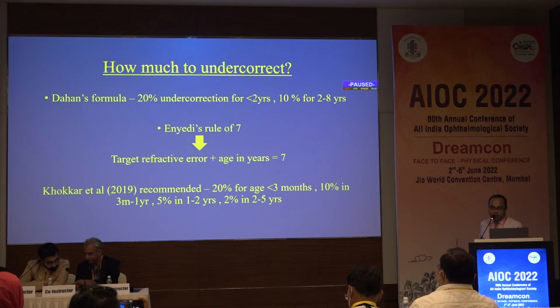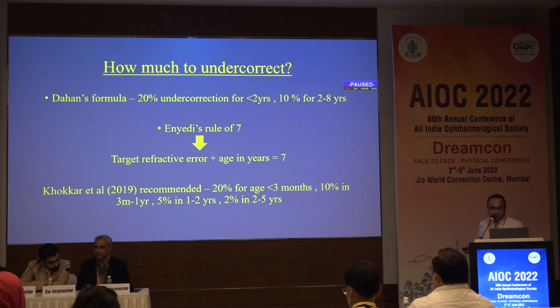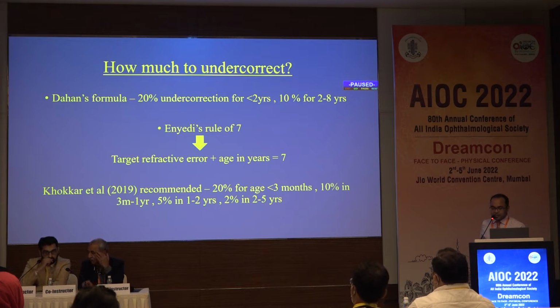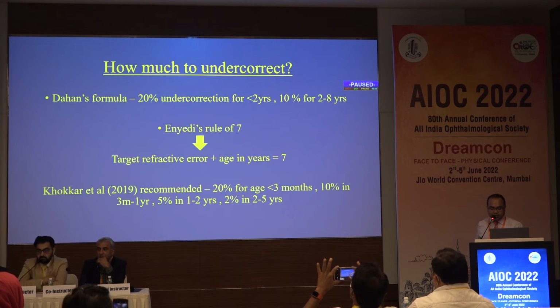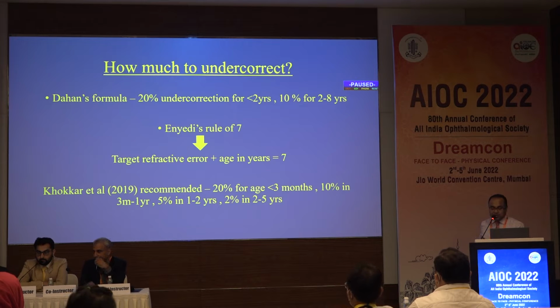So the question is, how much to undercorrect? There is Dahan's formula, where they stated 20% undercorrection for less than 2 years, 10% for 2 to 8 years. Another one is the Enyedi rule of 7, whereby the target refractive error plus the age in years should be around 7.